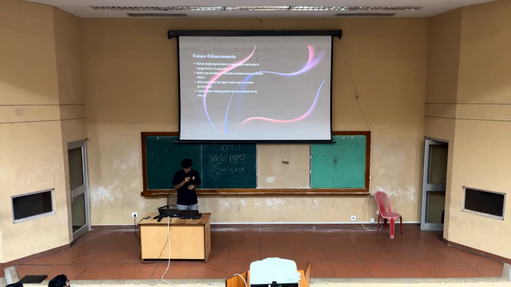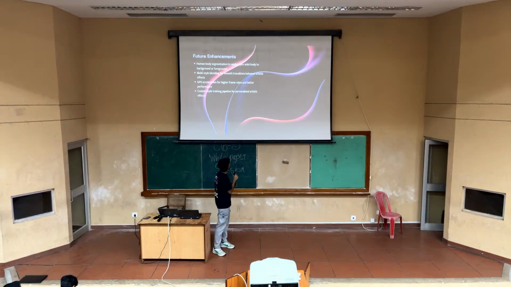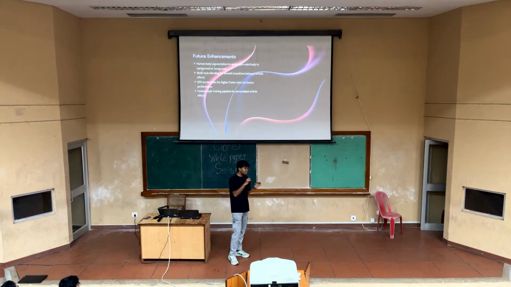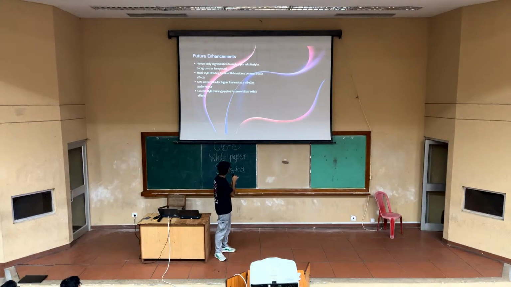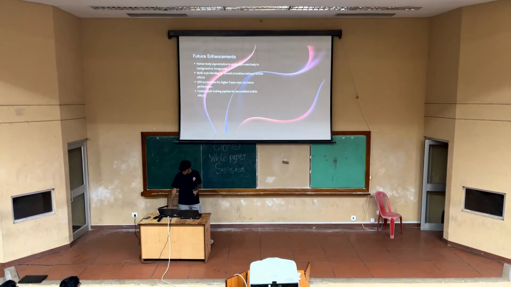For future enhancement, one thing we can do is human body segmentation. What I want to do is, when a human is in the frame, the style will be transferred only to the human figure, and the rest will stay the same. So that is one of the aims, and we can even use DQ to make the performance better. And a custom style training pipeline is also a big aim. Thank you.